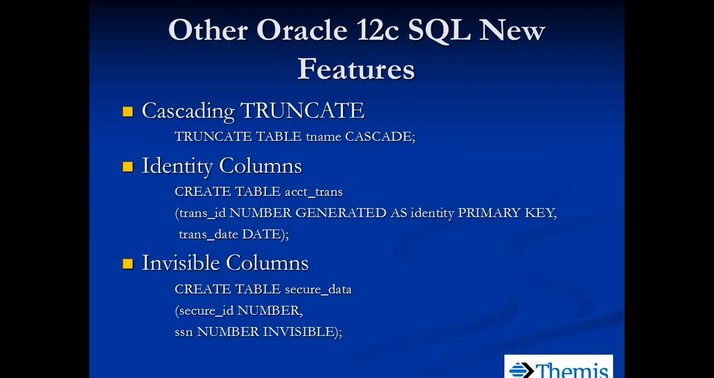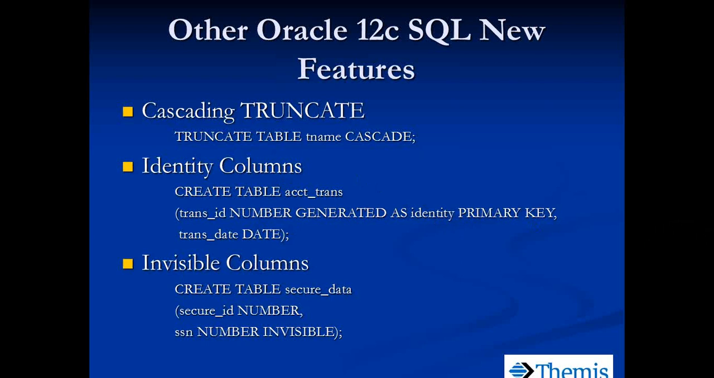If I'm in PL/SQL and I use the percent row type attribute to create a record type variable, it will not see the SSN. But if I do this, select SSN from secure data, I'll be able to see it. So this only makes that column invisible to those queries that don't directly reference the column by name. That's all it's doing.